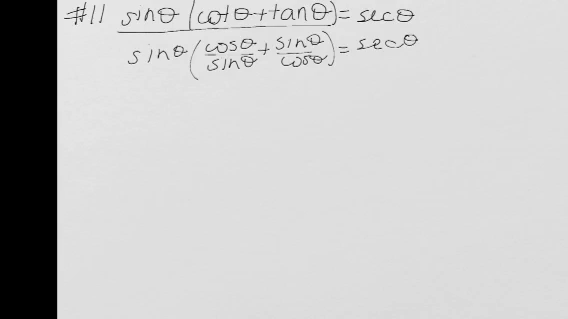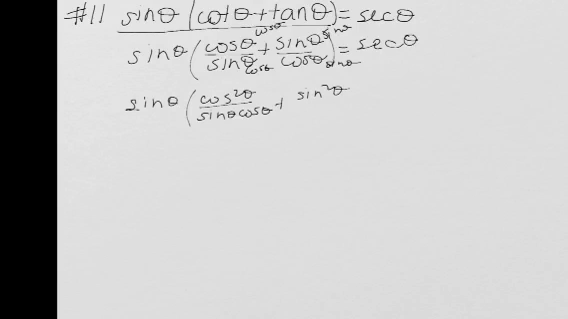So I'm going to make my common denominator sine times cosine. So I'm going to multiply this first fraction by cosine and the second fraction by sine. So that gives me sine theta times cosine squared theta over sine theta cosine theta plus sine squared theta over cosine theta sine theta equals secant theta.